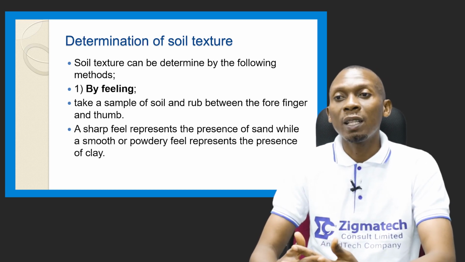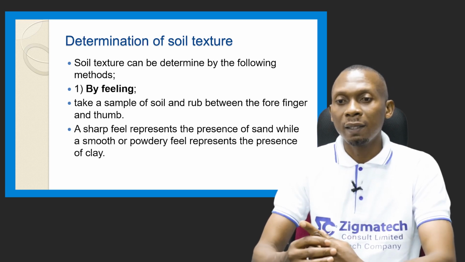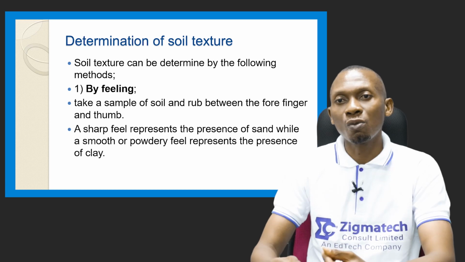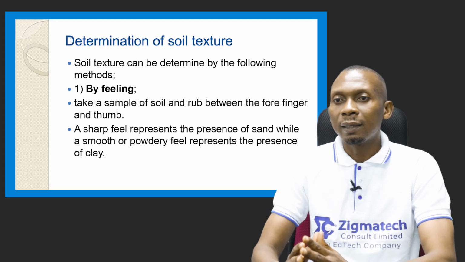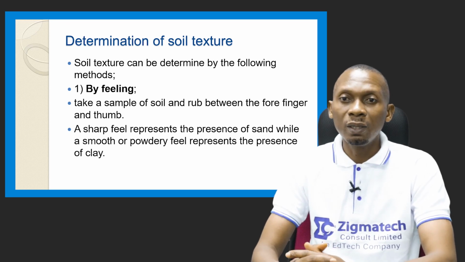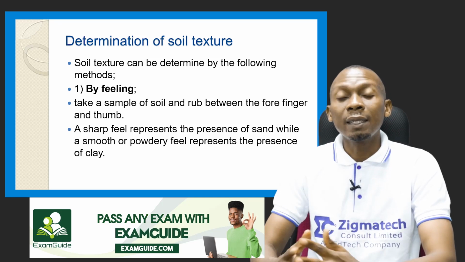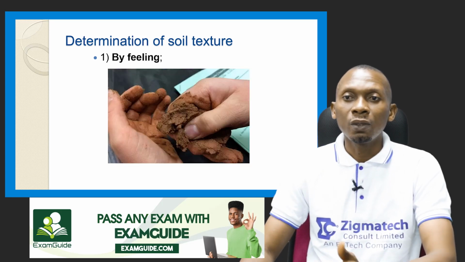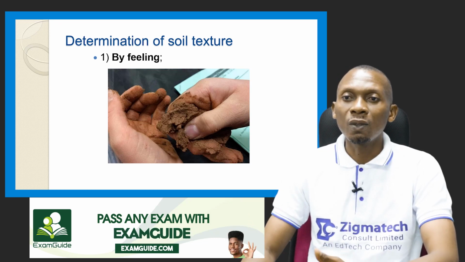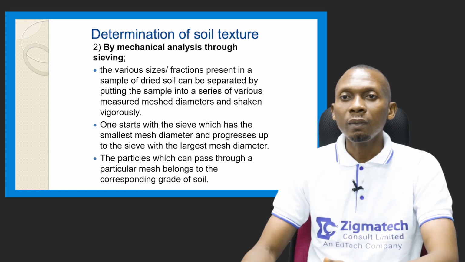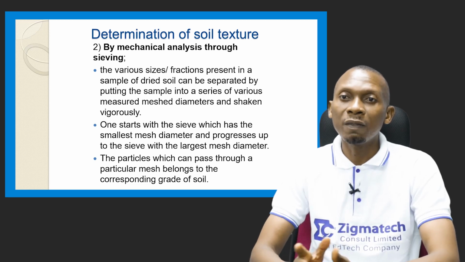You can take a sample of soil and rub it between your forefinger and your thumb. This is our forefinger and this is the thumb. You just rub it between. If it has a sharp feel, you know that the soil you're holding is called sandy soil. But if it is smooth or powdery, you will find that that soil is called a clay soil. So you can see the scientist testing to know whether it's a sandy soil or a clay soil.